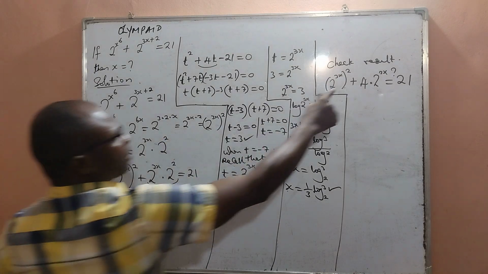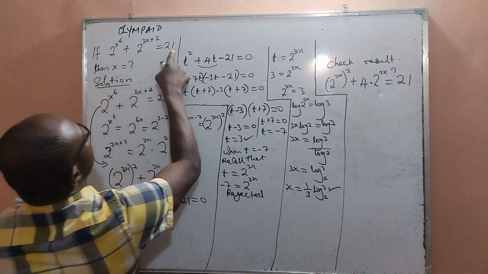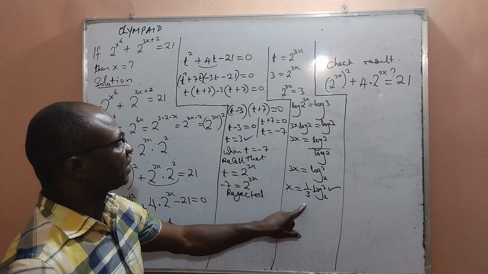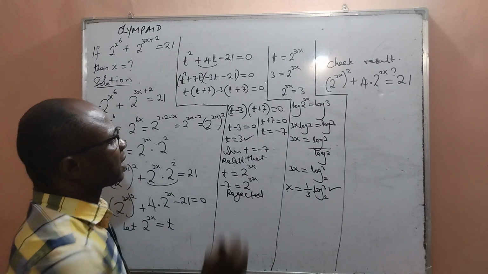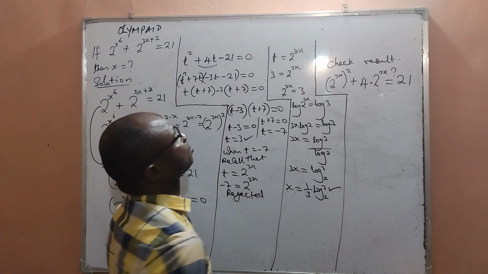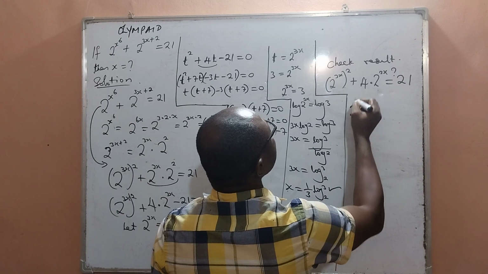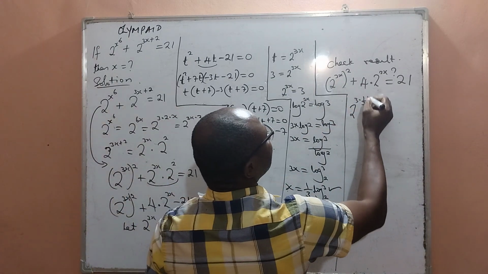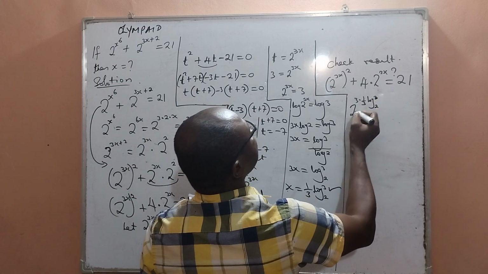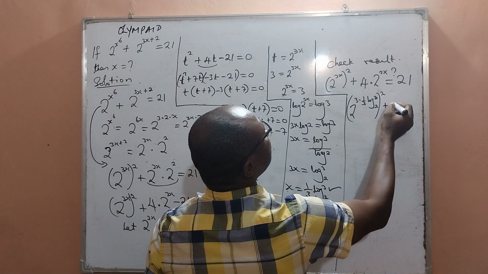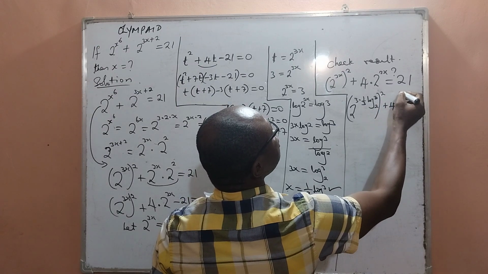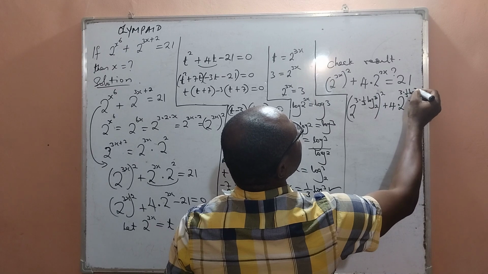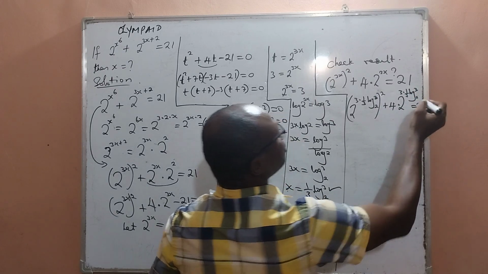The whole question is solved and we got it to be this. So from here now, I want to test if this left hand side will be equal to the right hand side, which is 21. And the value of x that I have gotten, which is the final answer, is 1 over 3 log 3 base 2. Alright, I replace anywhere I see x with 1 over 3 log 3 base 2. So that means I will now have 2 to the power of 3 multiplied by 1 over 3 log 3 base 2, all raised to the power 2, plus 4 multiplied by 2 to the power of 3 multiplied by 1 over 3 log 3 base 2. Okay, we want to see if this will be equal to 21.